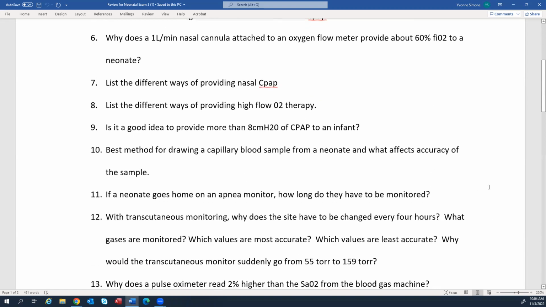You need to know the best method for drawing a capillary blood sample from a neonate. And then what affects the accuracy of the sample. So in the best method, you're also going to look up where you're supposed to stick the heel. So you can't just say, oh, we use the heel to get our capillary gas. It has to be a specific place around the heel.